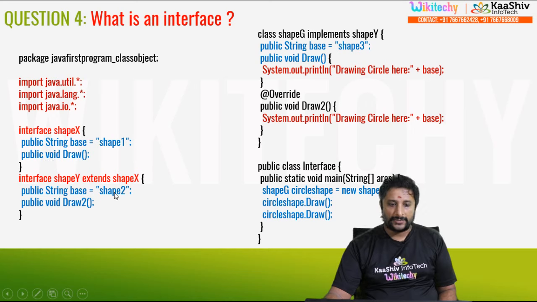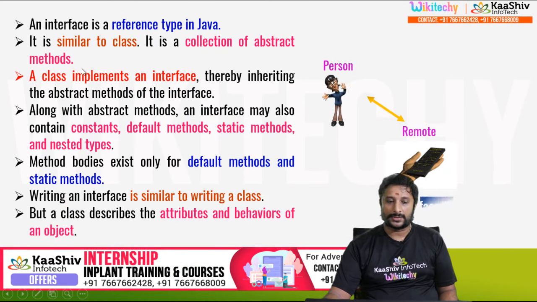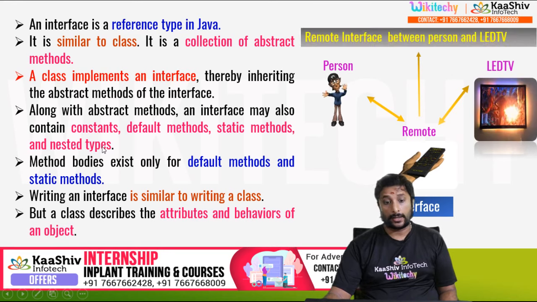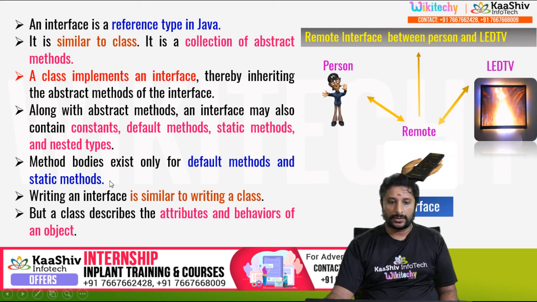The variable is declared, but it won't be used in the interface. If you want to use it, use the classes. In a class, you are able to use it. So it is similar to a class, a collection of abstract methods. A class implements an interface. It has constants, default methods, static methods, and nested types. Method bodies exist only for default methods and static methods.